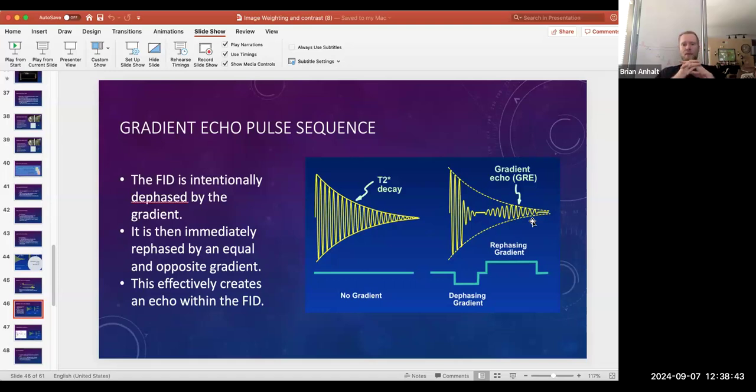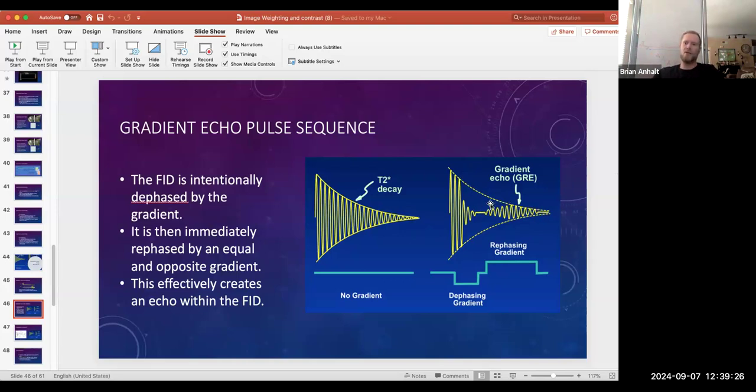So in a gradient echo pulse sequence, the FID is intentionally dephased. This would normally be the FID. Remember, T2 star decay is just dephasing. The gradient is then turned on to cause the FID to dephase even faster. If we didn't put a gradient on, this would be the FID. Putting that gradient on causes it to dephase even quicker. If we reverse that gradient, we will get the protons to come back into phase to some degree, albeit within that T2 decay curve. We're not going to get a larger echo. It's still going to be within that T2 star curve. But what does this do for us?